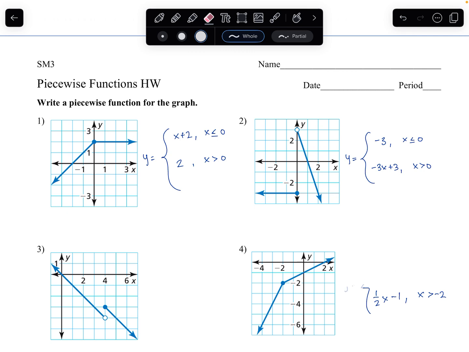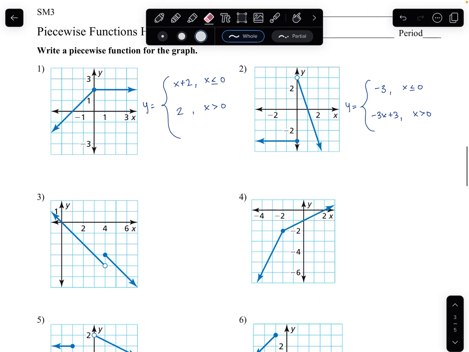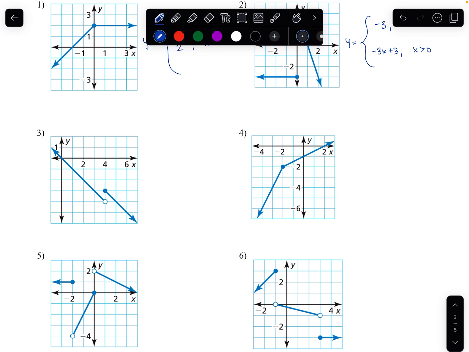Okay, let me erase that right there, because I did that with my other class. And we'll get to it too.